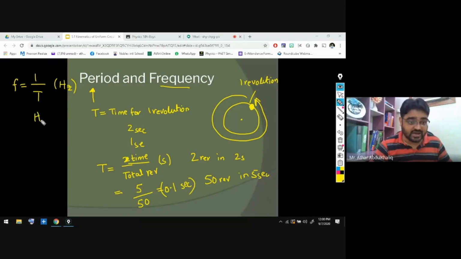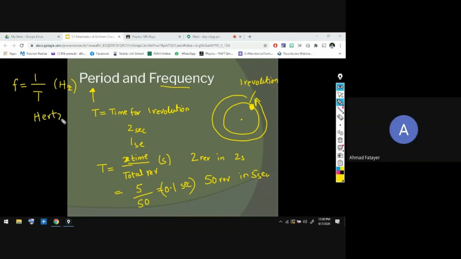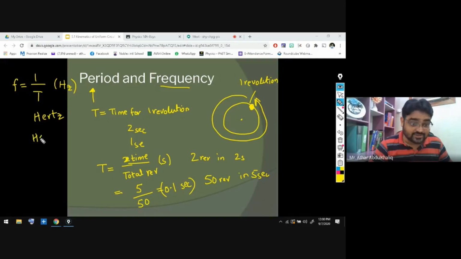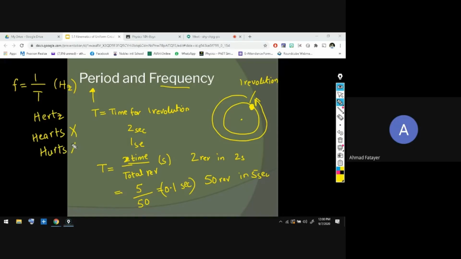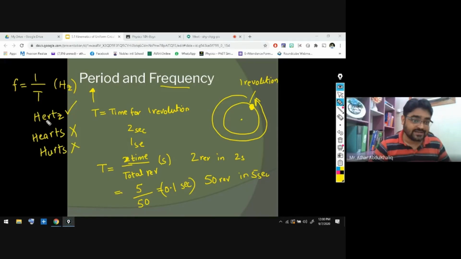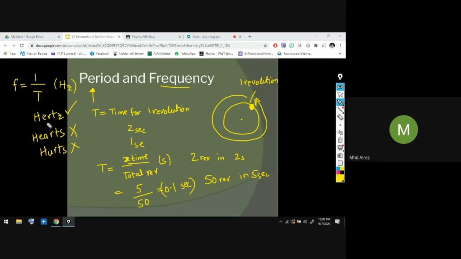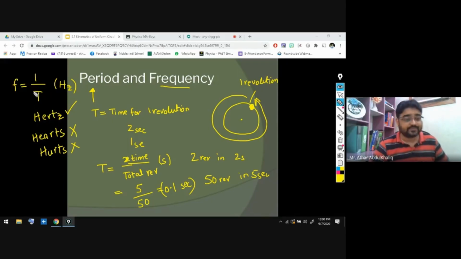Hertz, H-E-R-T-Z, not this one, not this one. It's hertz. This is Hz. Hertz was the physicist. It is the name of the scientist.